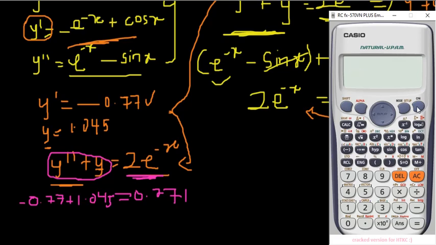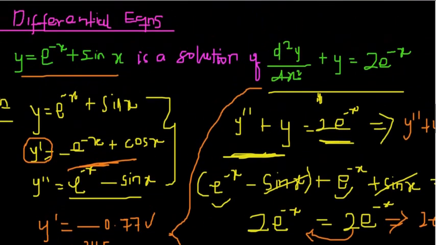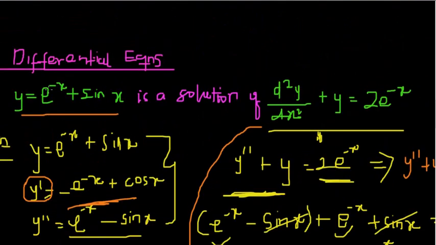So we have negative 0.77 plus 1.045. Let's check. Yes, because we can notice that we have the same value, or something very, very close to the same value. This means that this solution is the solution for this differential equation. This differential equation has a solution of y equals e exponent minus x plus sine x.